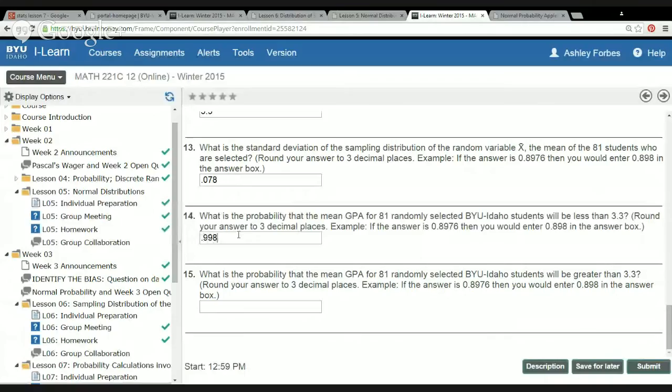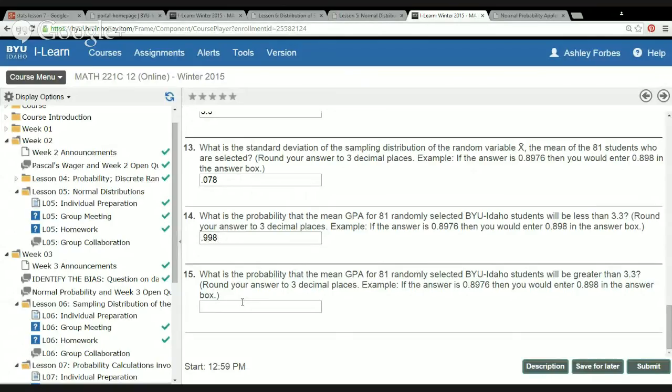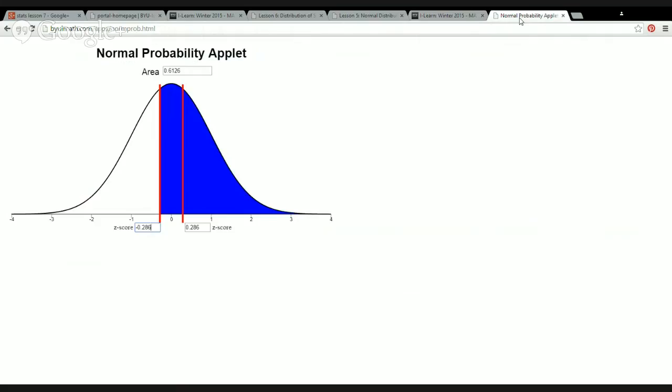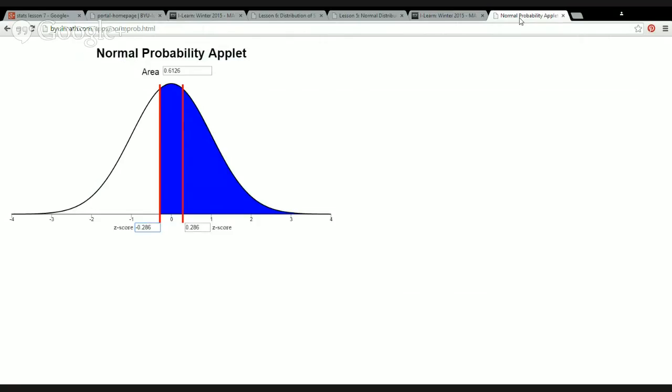Yeah. So how did you know to plug that into the applet instead of just the negative 2.87? Because that's your z-score. That's not the probability. When it's asking for probability, that's going to be the applet. The point of the applet is that it calculates your probability, the area toward the top. Oh, so your z-score doesn't tell you anything but what to put on the applet. Does that make sense? Yeah.